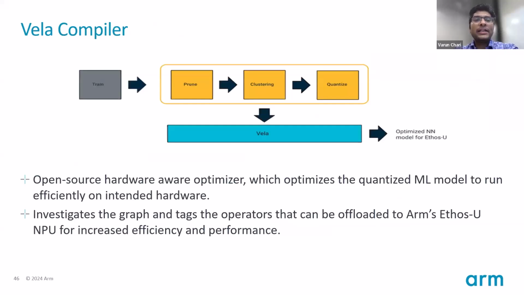Another thing that ARM provides is something called the Vela compiler. It's a hardware-aware optimizer for your machine learning models. Once you have your quantized machine learning model for inferencing, you can run it through the Vela compiler, which is again open source. It will generate code that is optimized for ARM-based MCUs. And if you configure that the actual board has an Ethos NPU, it will also optimize it for the Ethos-U NPU.